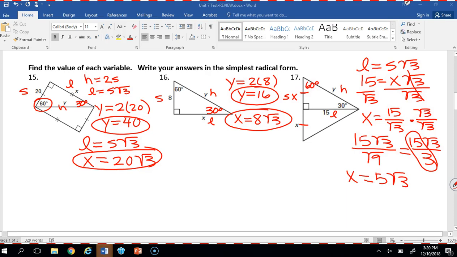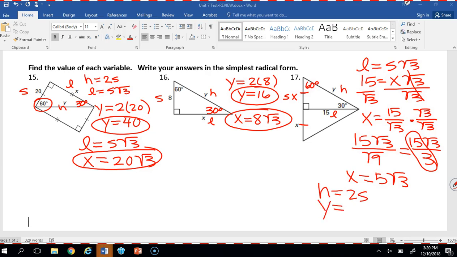Now x was our short side. So now we're going to solve for our hypotenuse, which was our formula h equals 2s. Now our short side is that 5 radical 3. So we got y for our hypotenuse, 2 times 5 square root of 3. If you recall, we only multiply the 2 and the 5. So this is going to be 10 times the square root of 3 for our answer for y.